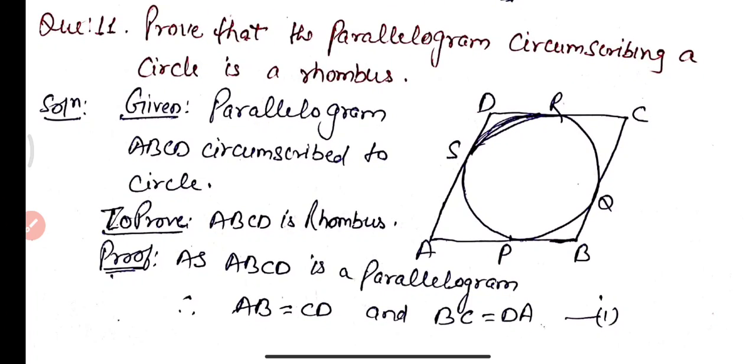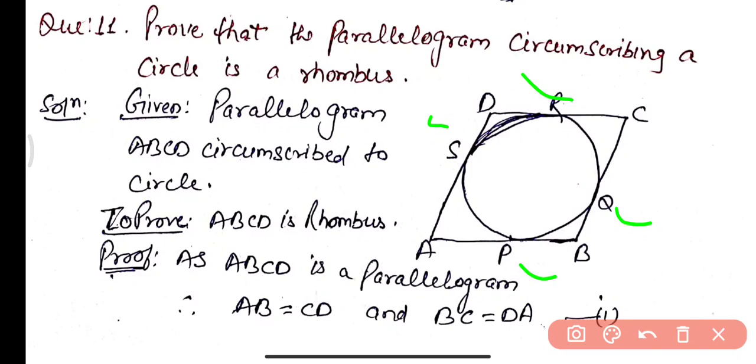In question number 11 we have to prove that a parallelogram circumscribing a circle is a rhombus. So we have a given parallelogram which is circumscribed to a circle, meaning the parallelogram is outside the circle, touching the circle at 4 different points P, Q, R and S. You can see here we have a parallelogram ABCD which touches the circle at 4 different points, that is P, Q, R and S.